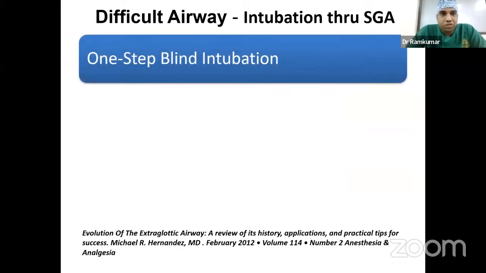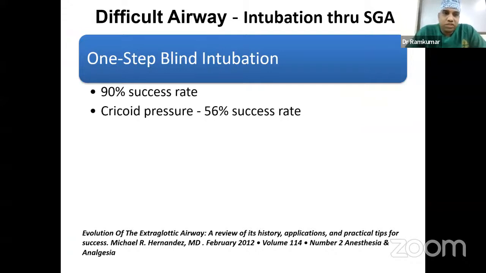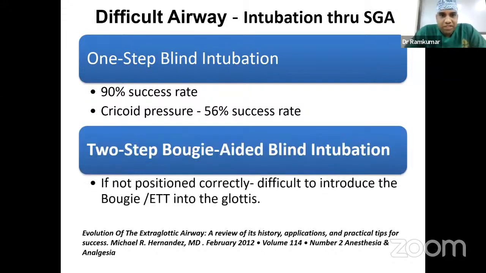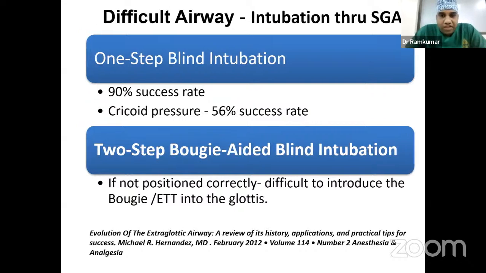Once you've inserted it and ventilation is good, you can do a one-step blind intubation, which nobody is going to suggest, because the success rate is around 90%. If cricoid pressure is used, the success rate drops to 56%. Another technique is the two-step bougie technique. Instead of passing a preloaded endotracheal tube blindly, once a supraglottic device is placed, pass the bougie through it. Once the bougie passes the epiglottis, remove the supraglottic device and intubate blindly. This is not at all advised because of the trauma which can be caused and which may end up in a cannot intubate, cannot ventilate scenario.